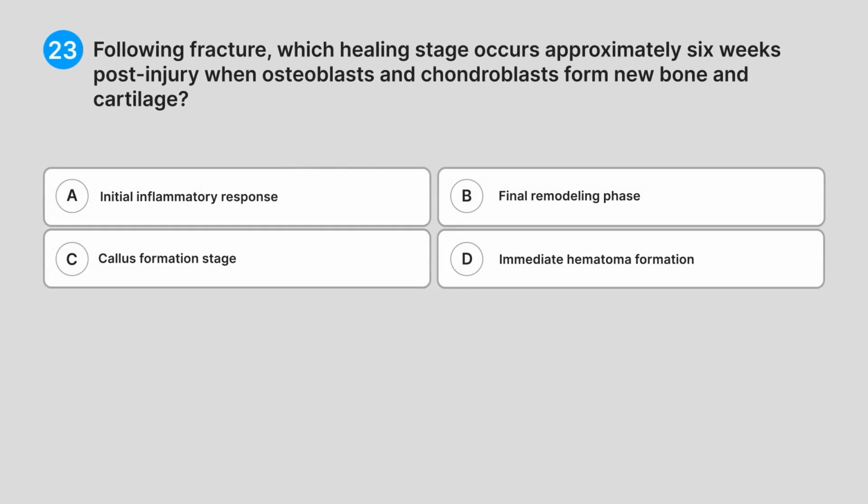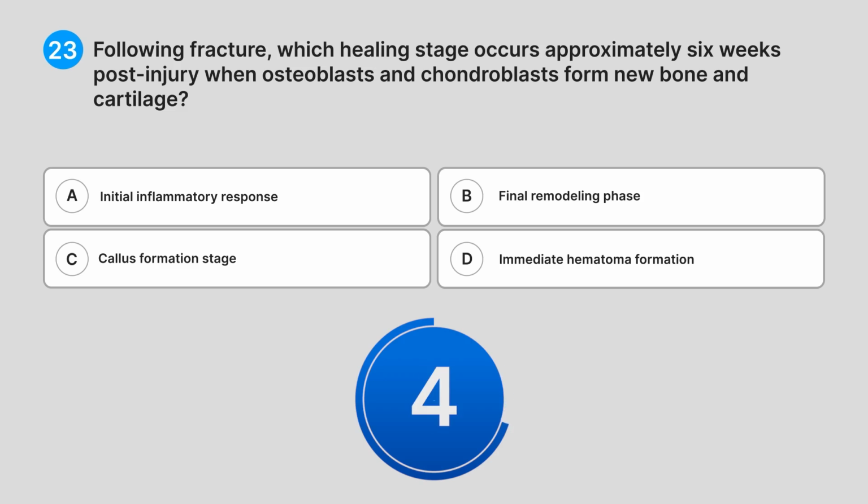23. Following fracture, which healing stage occurs approximately 6 weeks post-injury when osteoblasts and chondroblasts form new bone and cartilage? A. Initial inflammatory response. B. Final remodeling phase. C. Callus formation stage. D. Immediate hematoma formation. Can you guess the answer?